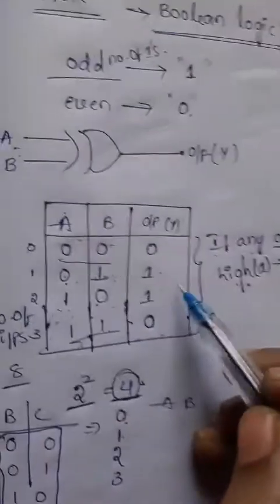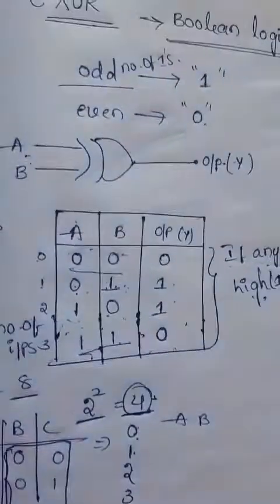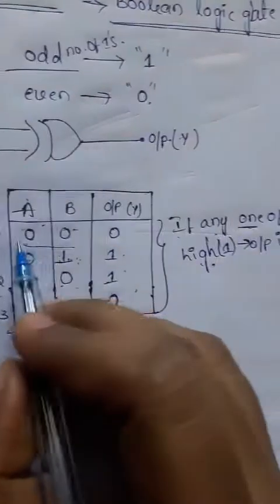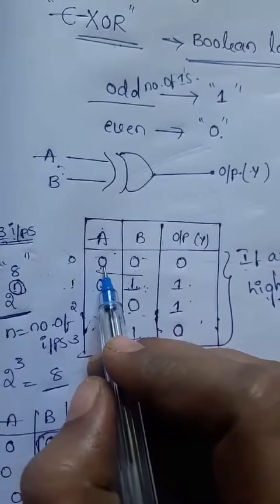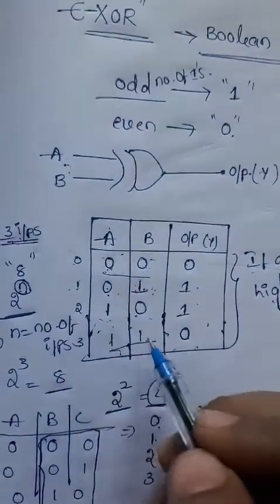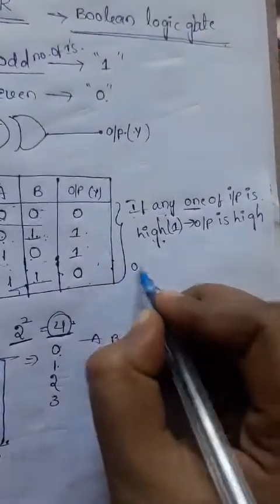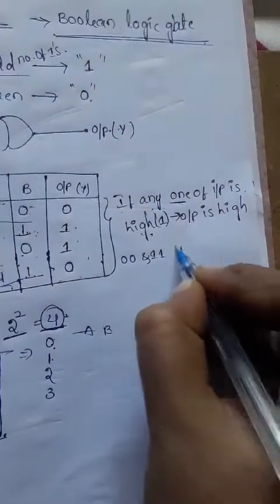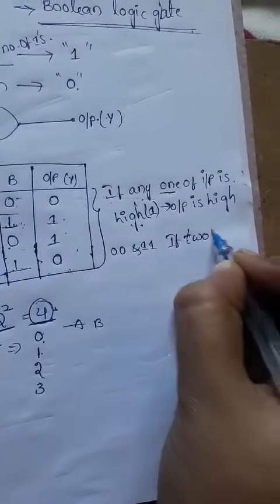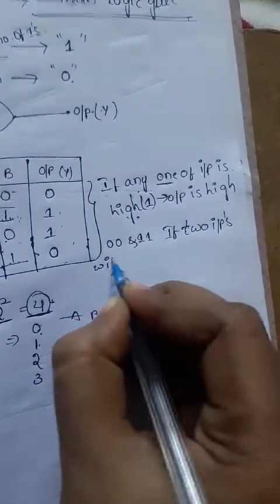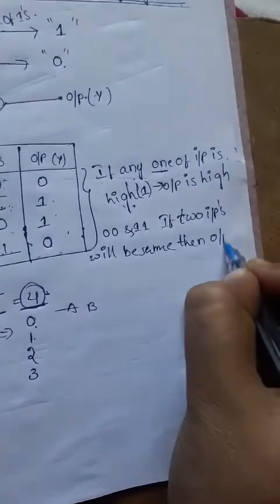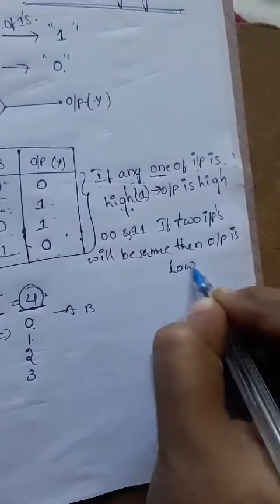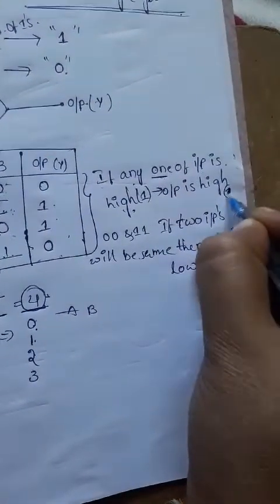That's why the output is high for the first and second possibilities, that is, the decimals 1 and 2. The remaining two possibilities have the same inputs: the first possibility has its two inputs the same, and the last possibility also has its two inputs the same. That means 0 0 and 1 1. So if the two inputs are the same, then the output is low, that is 0. Here the output is high, meaning 1.